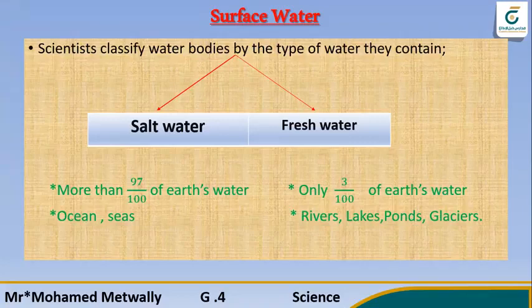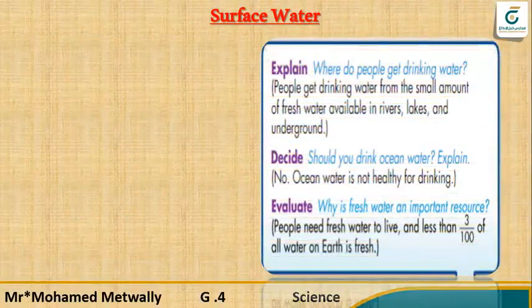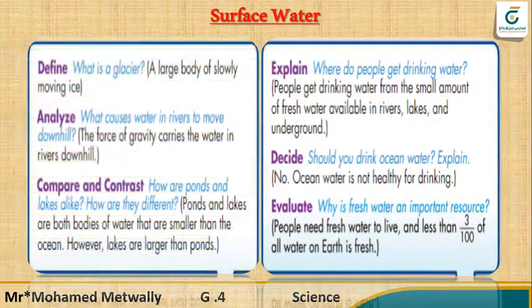Turning to another slide of our today's lesson, which is the last part. Here I collected for you different kinds of questions in the form of define, analyze, compare and contrast, explain, decide and evaluate, to be easy to understand and to cover all the parts of our today's lesson. Let's get started with the first question, which is about define. What is a glacier? A glacier is a large body of slowly moving ice.